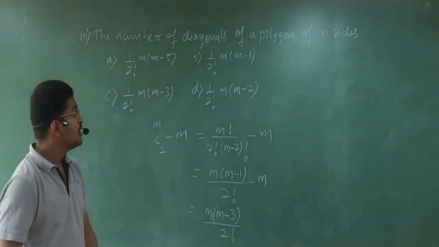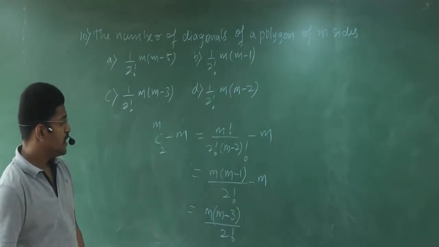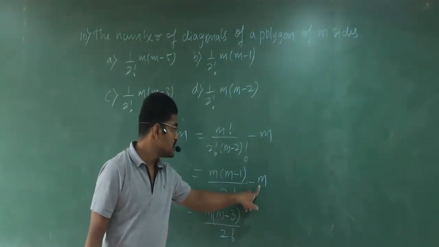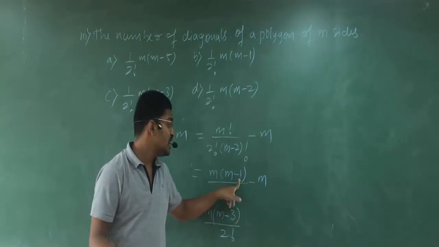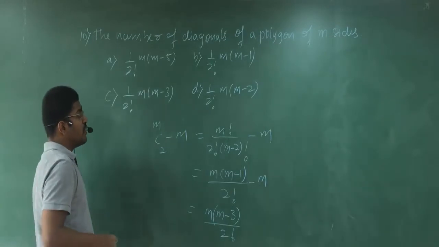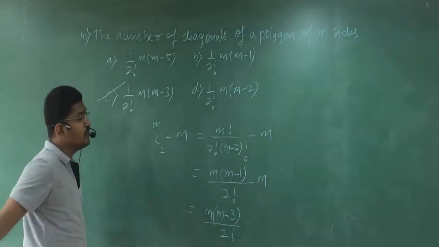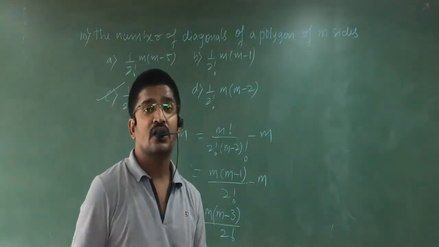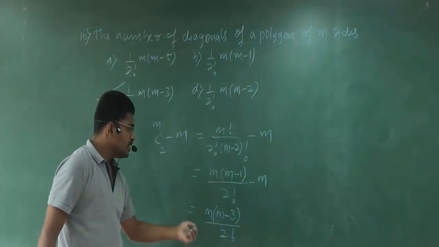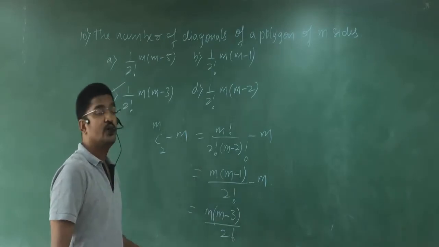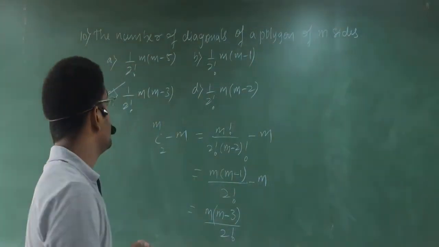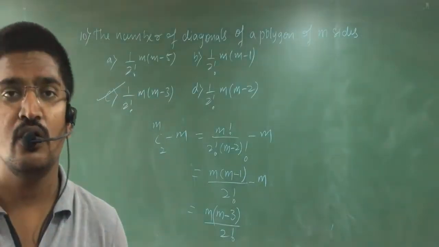m into m minus 3 divided by 2 factorial, because the LCM is 2, 2 into m will be minus 2m, minus 2m, minus m will be minus 3m. So if m is common, m into m minus 3 divided by 2 factorial will be your answer. Clear? So MC2 minus m is nothing but m into m minus 3 divided by 2 factorial. That is your answer. Clear? It was a very simple problem. No worries.